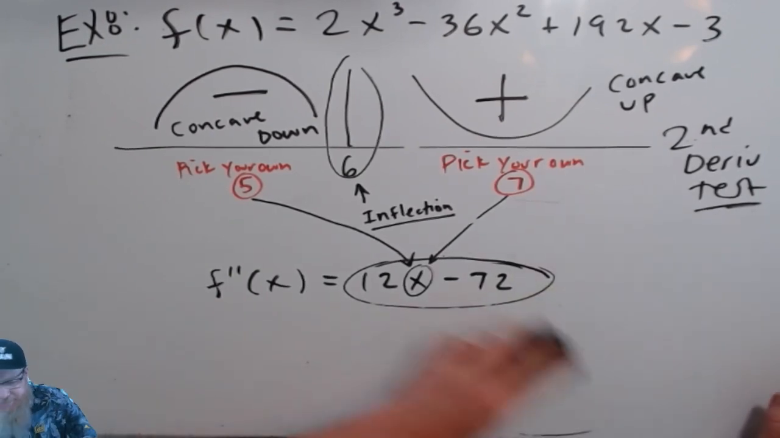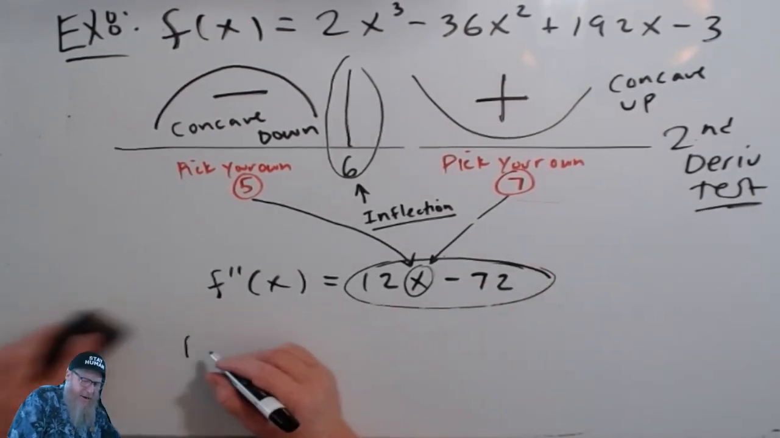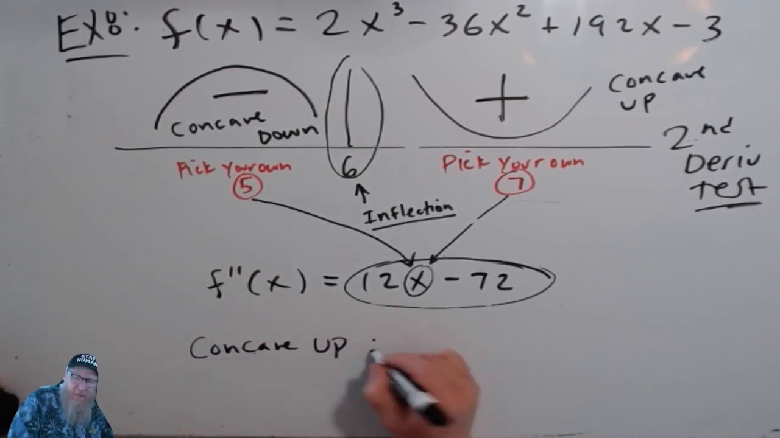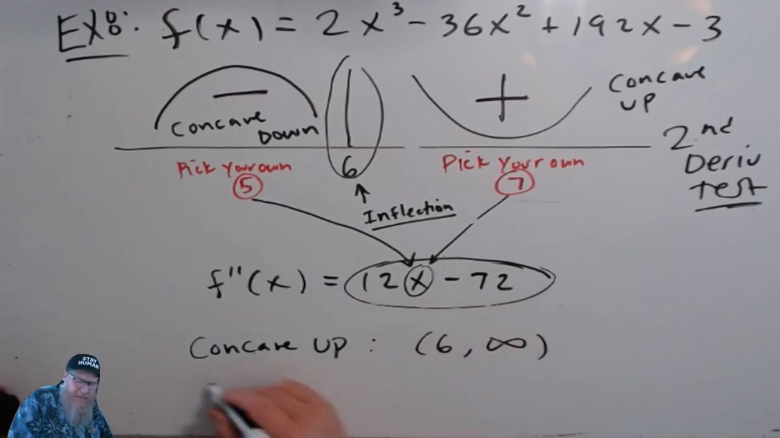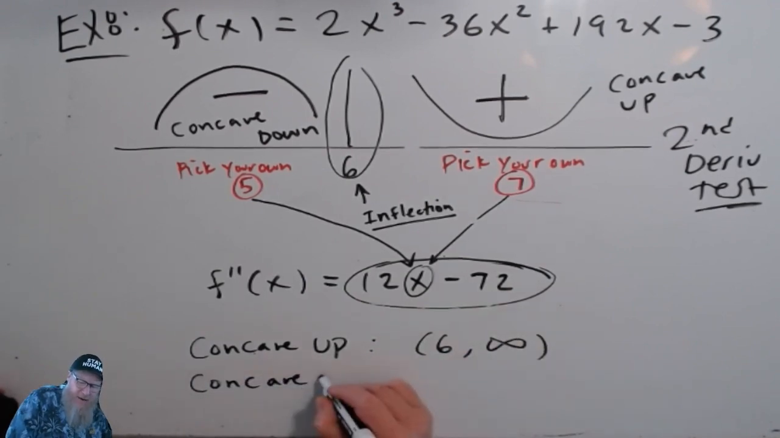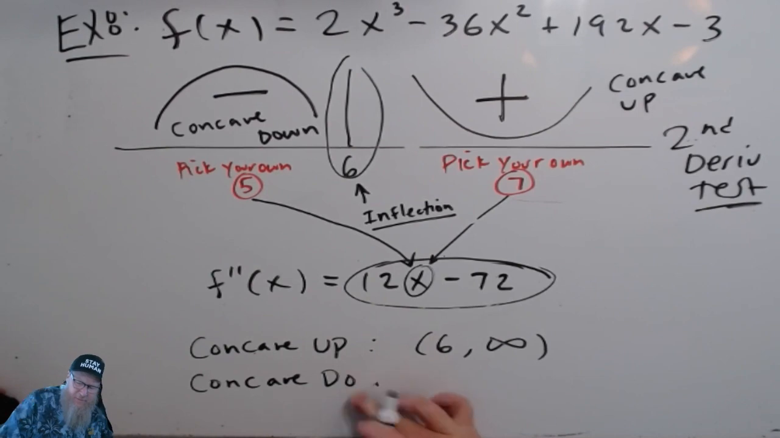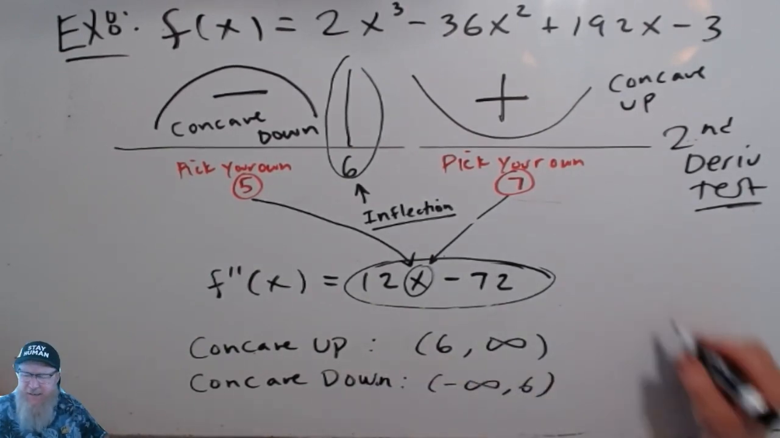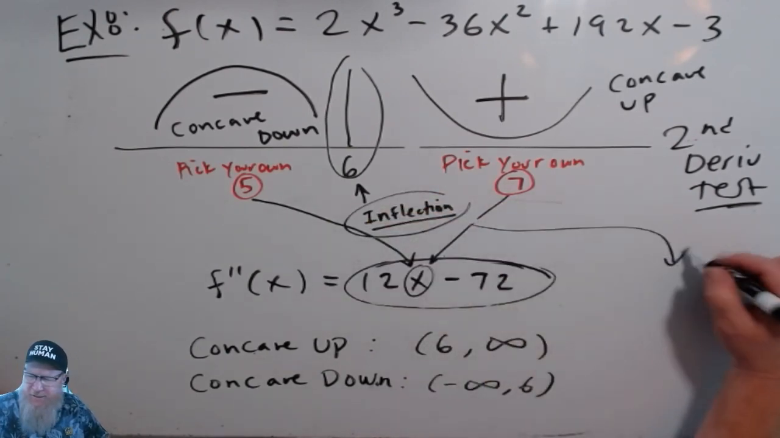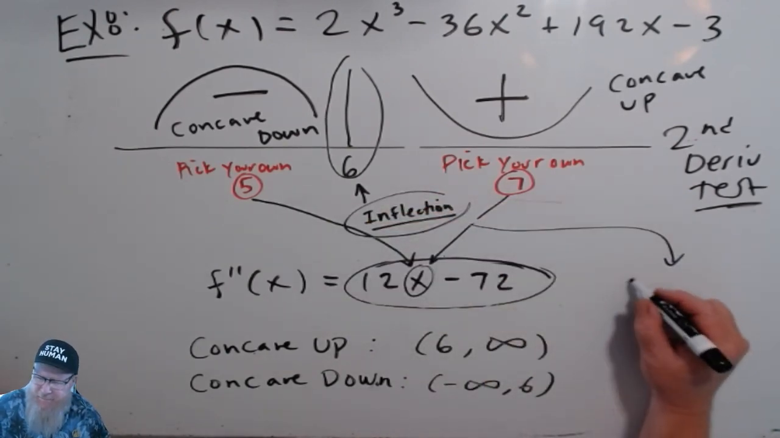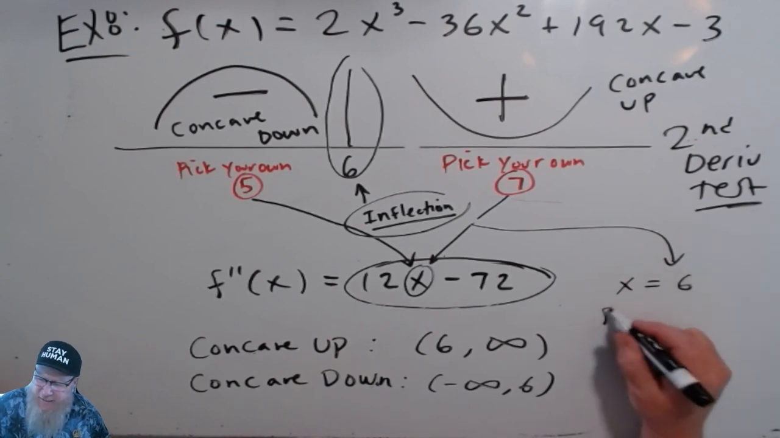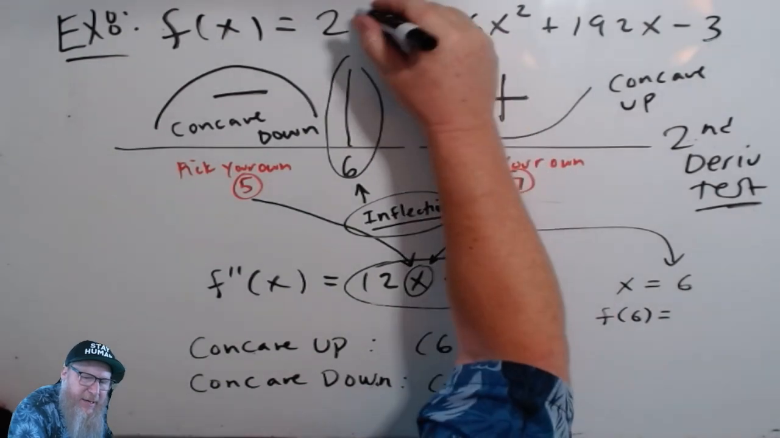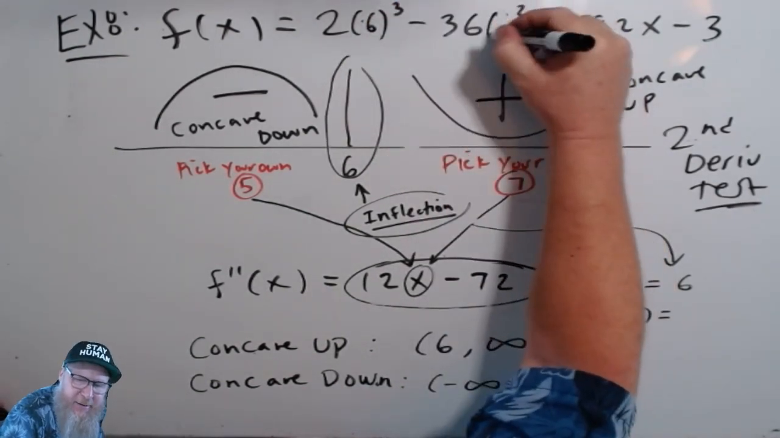So, concave up from 6 to infinity, concave down from negative infinity to 6, and I have an inflection at x equals 6. So let's figure out what f of 6 is by plugging in 6 everywhere here.